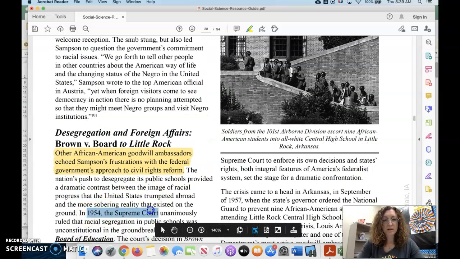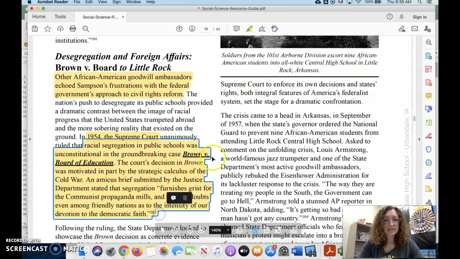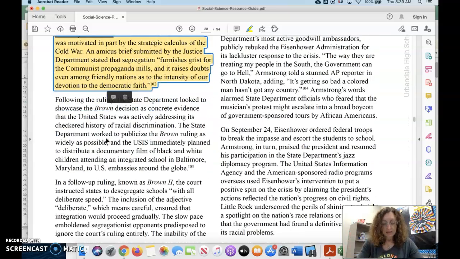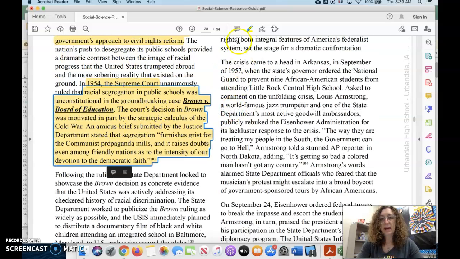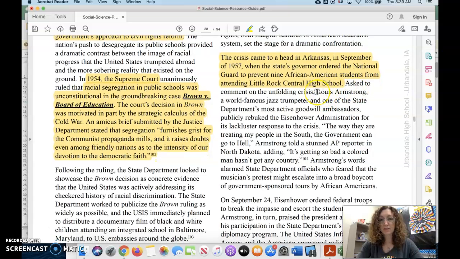1954, we have a landmark Supreme Court decision. It's called Brown versus the Board of Education. In this decision, they decided that schools needed to be desegregated. Public schools had to be desegregated. This comes to a head in Arkansas, in Little Rock specifically. The governor of Arkansas says, there's no way I'm going to desegregate my schools. He refuses to do it.